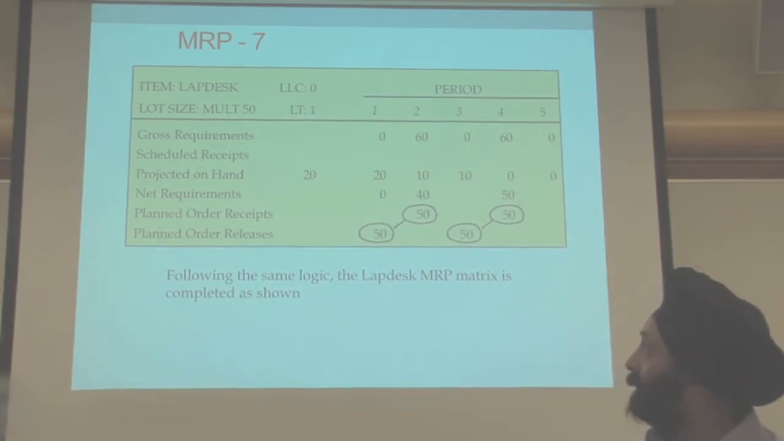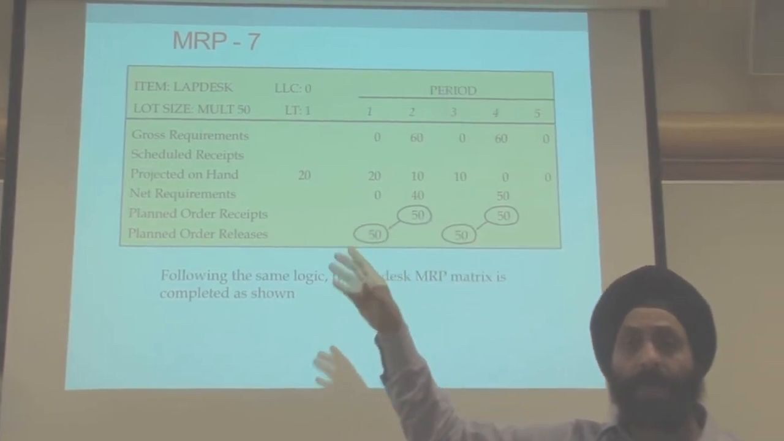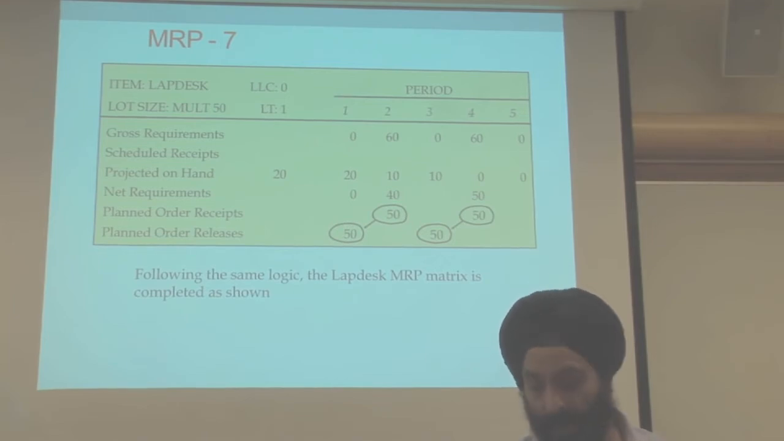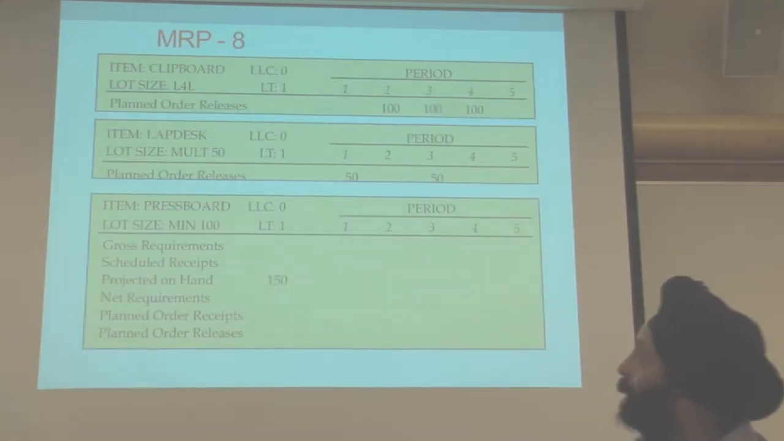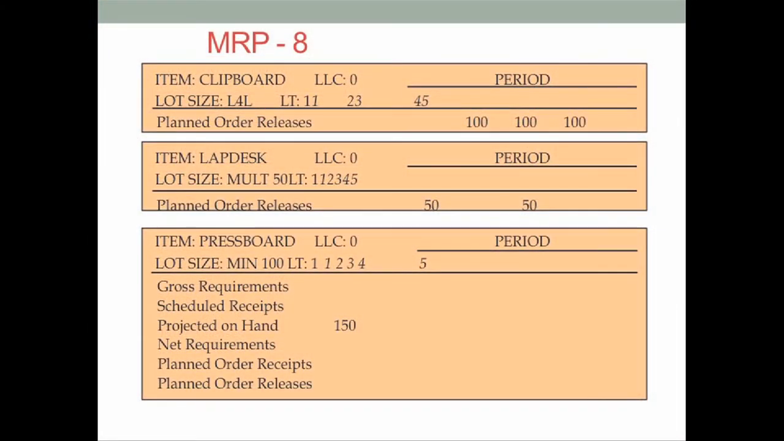Now, given this, these are just the lower level code 0. These are the finished goods. Based on this, we need to also calculate what parts are needed. So here are the parts for the clipboard. You're looking at clipboards being needed in 2 different locations.